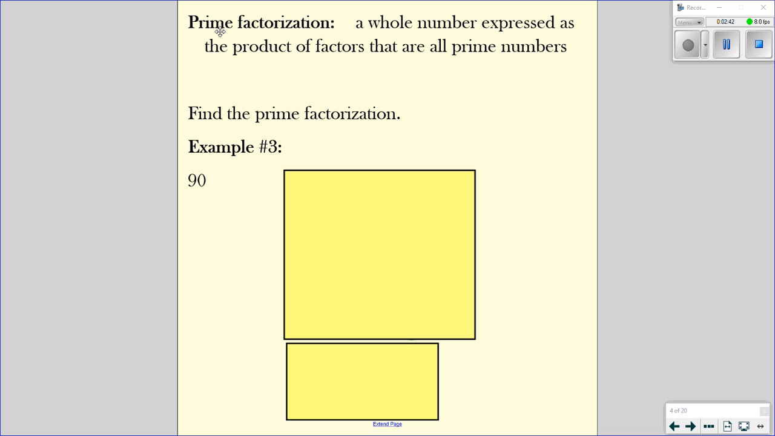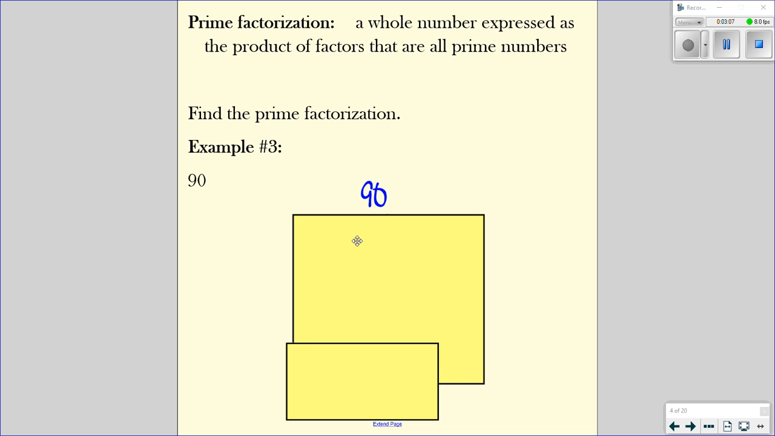Prime factorization. Basically, it's saying that it's a whole number expressed as a product of factors that are all prime numbers. So this is where you're doing that tree, the prime factorization tree. So let's look at example 3, dealing with 90. So we're going to break it down to its prime numbers.